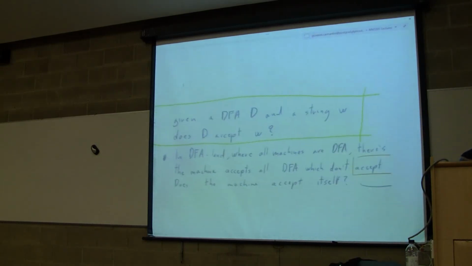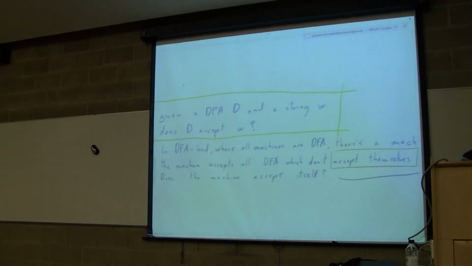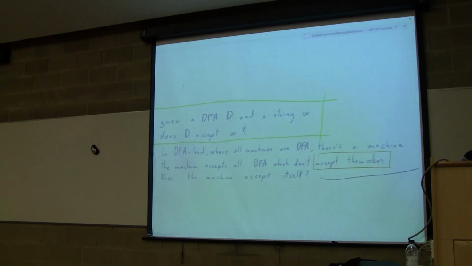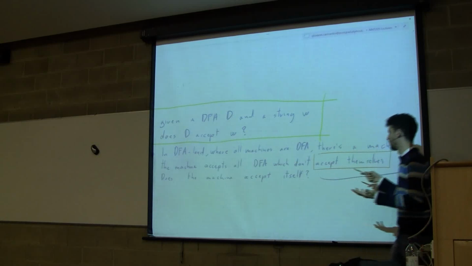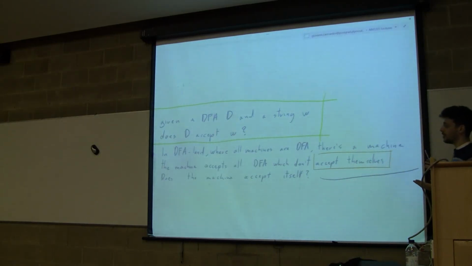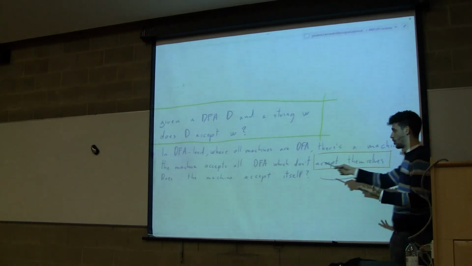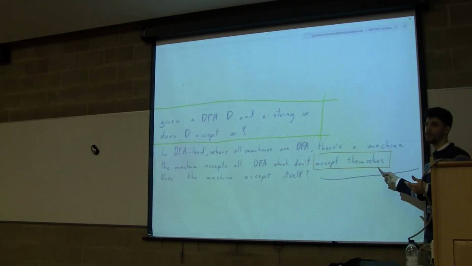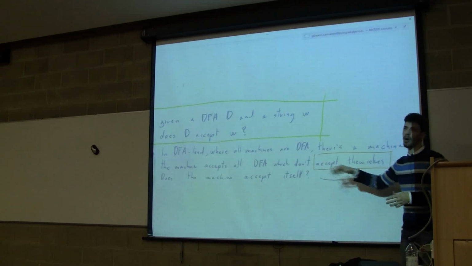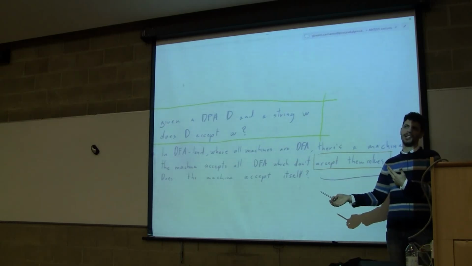So, I restate the question as: in DFA land, where all machines are DFAs, there's a machine, and that machine accepts all DFAs which don't accept themselves. What does this mean? How can a DFA accept itself?